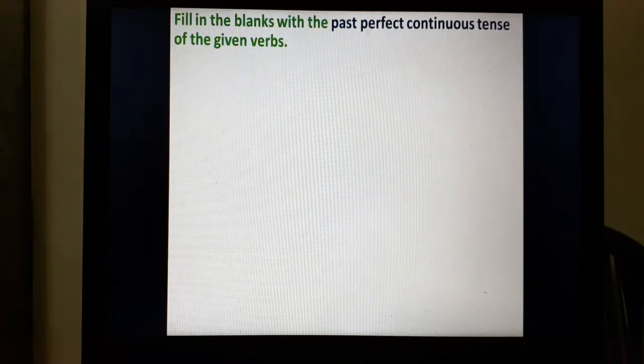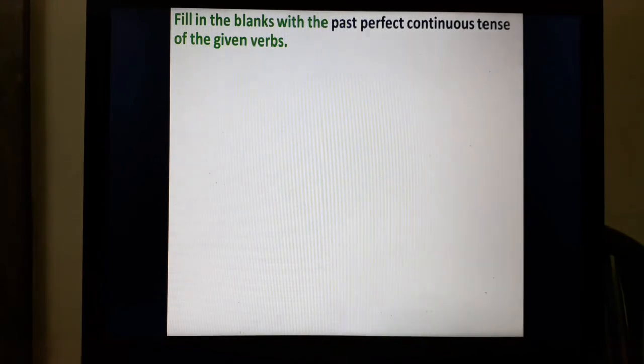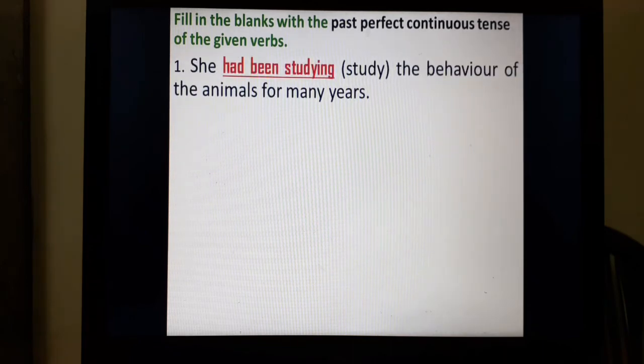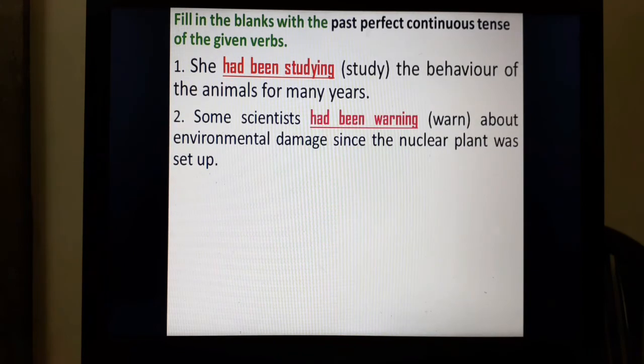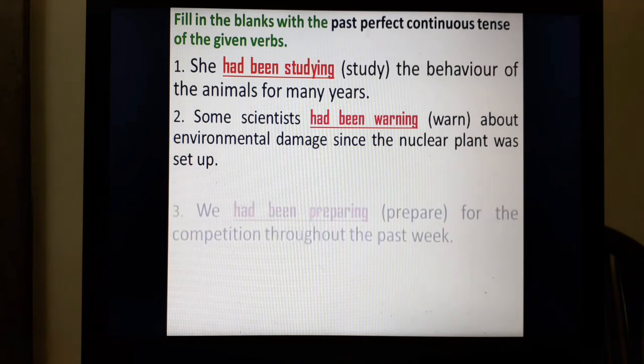Let's see one more exercise with past perfect continuous tense. So we have to fill in the blanks with the past perfect continuous tense of the given verbs. She had been studying the behavior of the animals for many years. Study is the verb and according to the structure of past perfect continuous tense, we have written had been studying. Second, some scientists had been warning about environmental damage since the nuclear plant was set up.